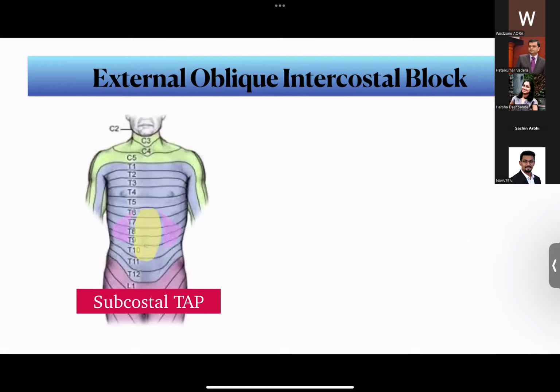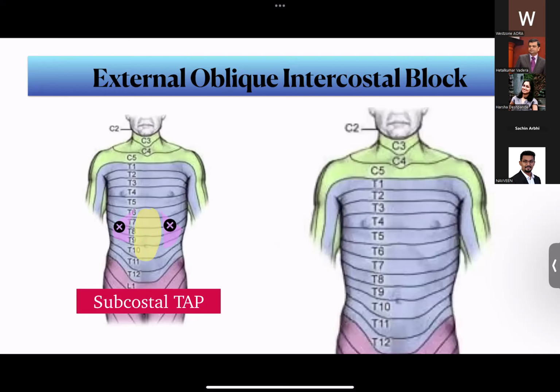So here we can see in subcostal, the yellow part is only covered, that is the midline and parallel to the midline. The lateral part is missed, that is supplied by the lateral cutaneous branches. Whereas in external oblique intercostal, we cover the lateral abdominal area as well. These can be used in open cholecystectomies, hepatobiliary surgeries with chevron incisions, nephrectomies, liver transplants, etc.